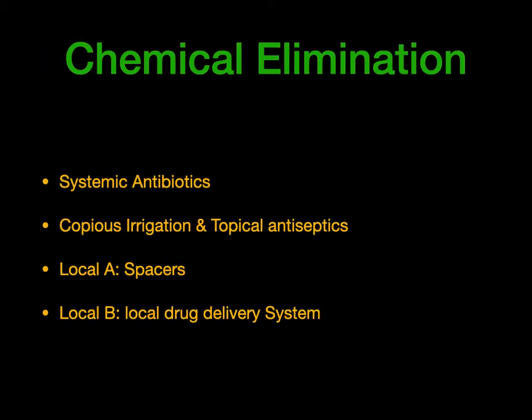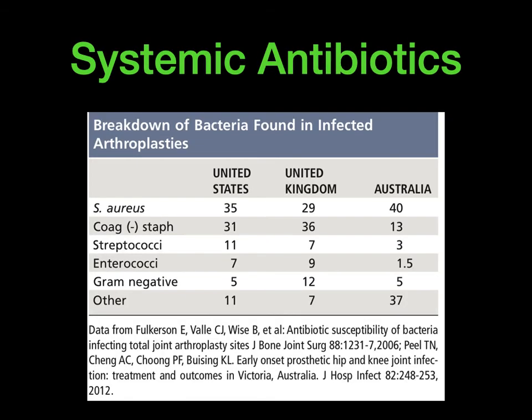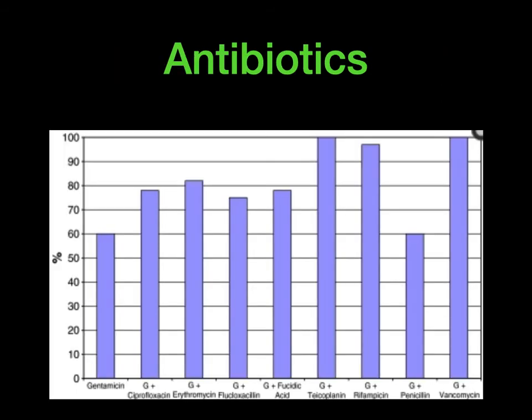The second thing is to have a chemical elimination. Again, it's a multi-pronged approach. You give systemic antibiotics, you give copious irrigation and topical antiseptics. Then you have to focus on increasing the availability of local antibiotics, which could be in the spacers or a local drug delivery system, and more about that in upcoming slides. The systemic antibiotic will depend on the bacteria, and it is always good to have an antibiogram from your institute if you have not grown the organism in the culture.